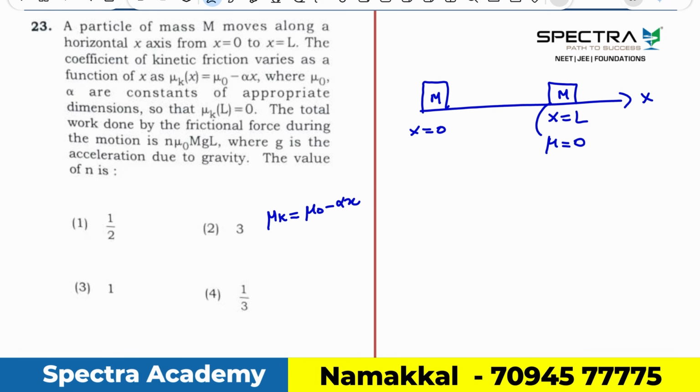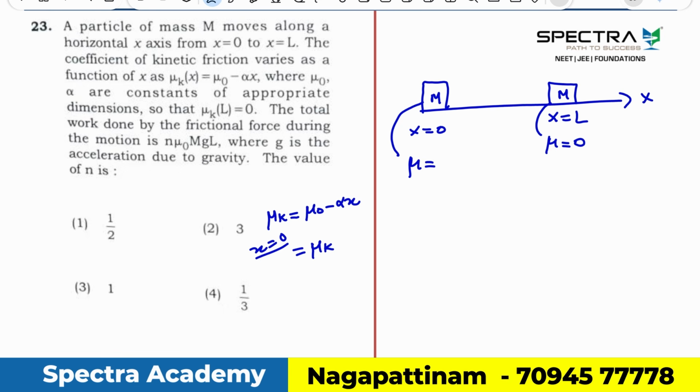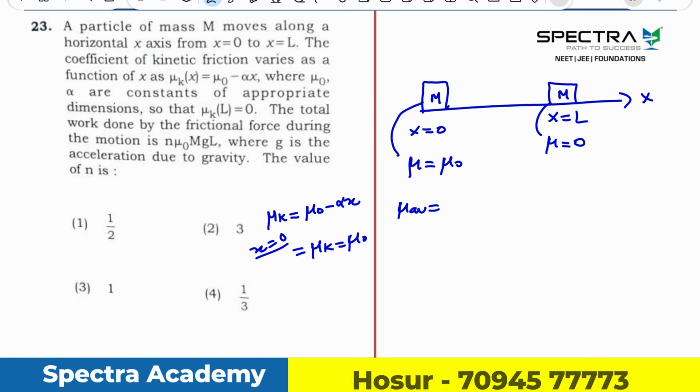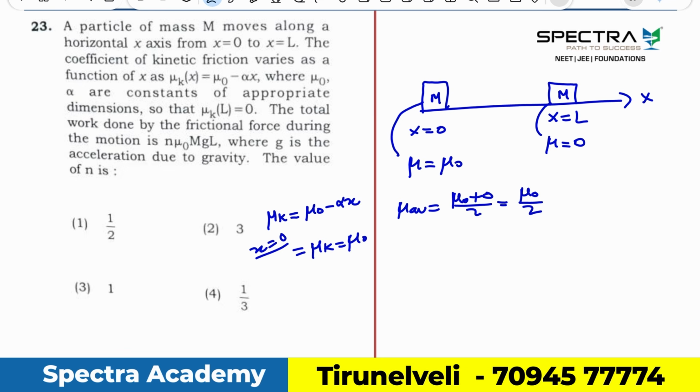So what will be the mu value at the starting? How will I find the mu value at the starting? Yes, substitute x equal to 0. If x equal to 0, then mu k is equal to mu naught. So this is mu naught. And what kind of a variation is this? Okay, it's a linear variation. So I can tell mu average is equal to mu naught plus 0 by 2, so mu naught by 2. That is the average.